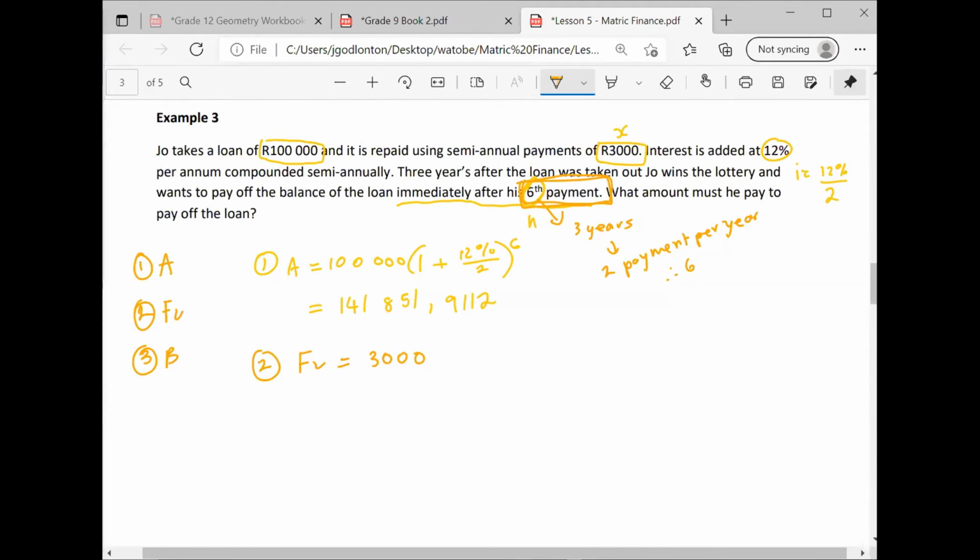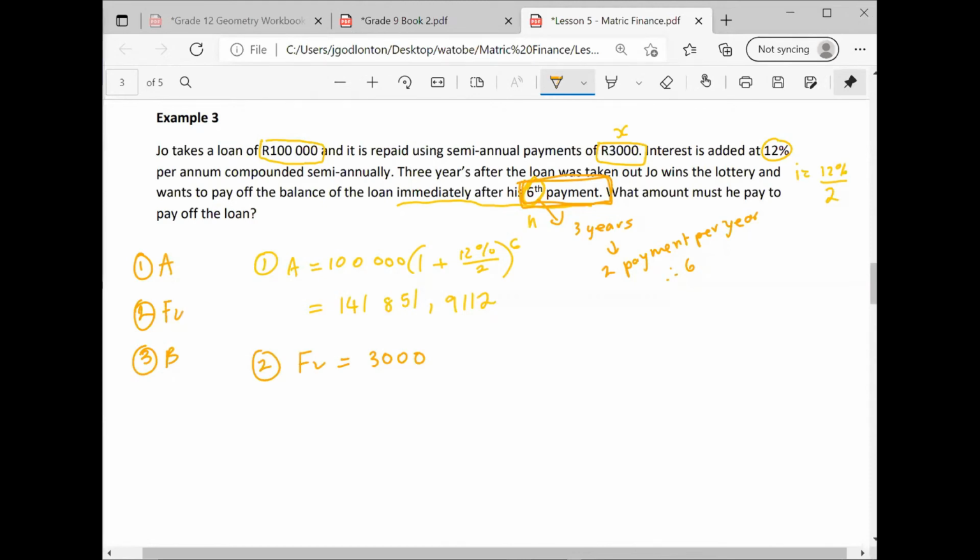Your P was wrong. Benedict, what did you make your P? Did you not use the 100,000? I used the 3,000. Oh no, you silly man! Ah, that must be very frustrating. But don't worry, this is why we make these mistakes, because now you're not going to make this in a test or exam situation. Now we know.